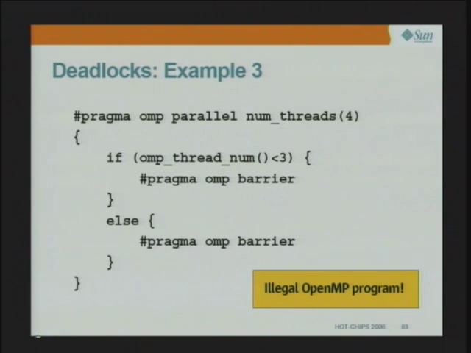Example 3. This is OpenMP code. You can create a parallel region with a team of 4 threads. This function call returns the ID of the thread. So it says, if the ID is less than 3, I wait on this barrier. If the ID is greater or equal to 3, I wait on that barrier. Because there are 4 threads, and each barrier expects 4 threads to reach it, in this case there's deadlock. OpenMP makes this kind of scenario illegal. But this does seem to really happen in user code.